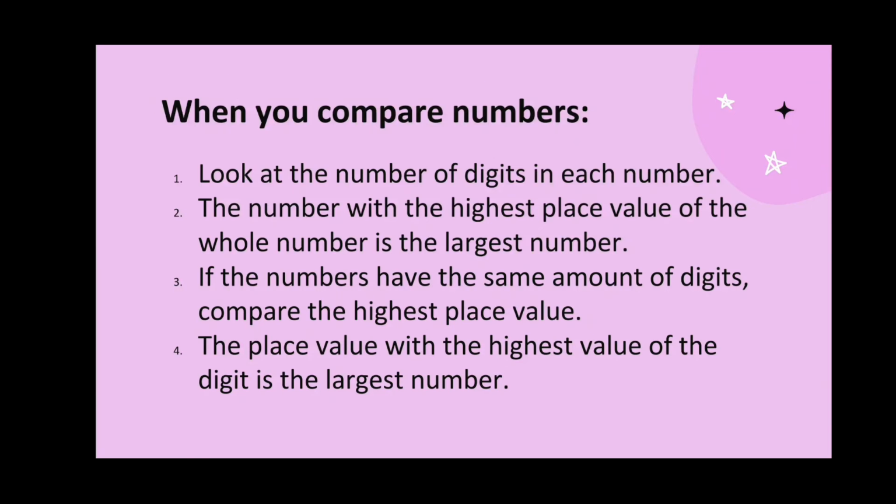Kung magkataon naman na lahat ng nasa highest place value ay pare-pareho ang number or pare-pareho ang value ng digit, we can compare the next or the second highest place value. Ngayon, kung ganun pa rin, kung same numbers pa rin ang nandun, eh di dun sa pangatlo naman, hanggang sa makahanap tayo ng place value kung saan maaari nating i-compare alin ba ang mas malaki or mas maliit na number.